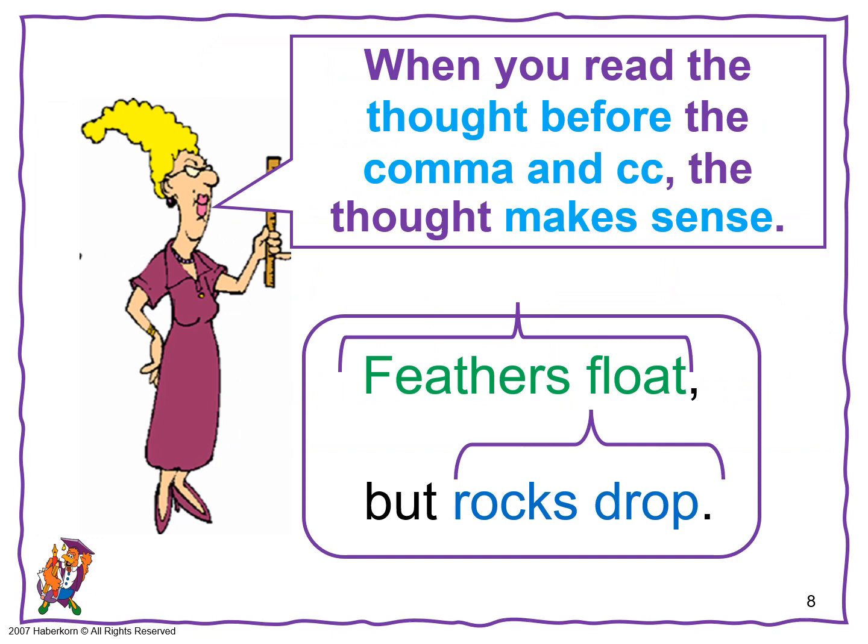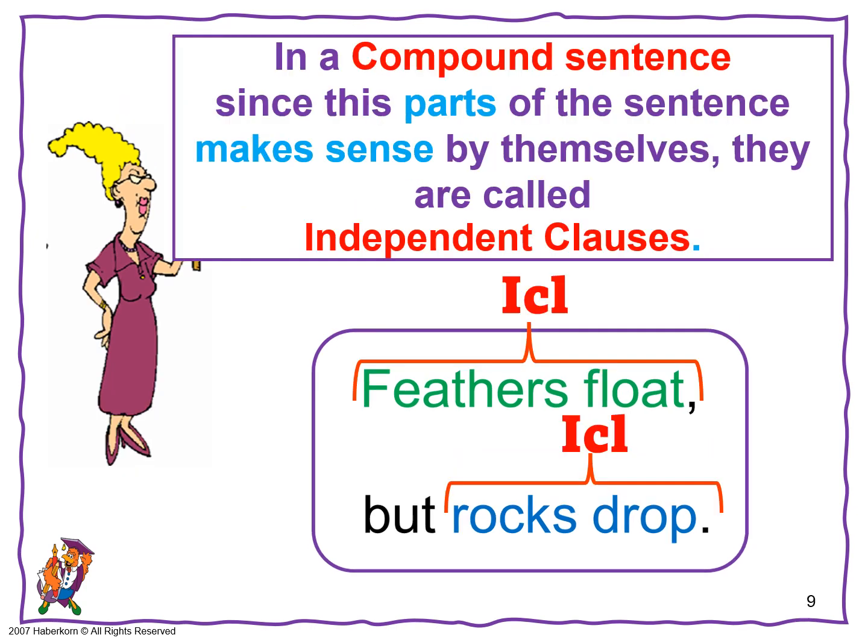This is how you identify clauses. When you read the thought before the comma and the CC, the thought makes sense by itself. Feathers float. Then the one behind the conjunction, rocks drop. Both of them make sense by themselves. Okay, now we're going to add the jargon. If it makes sense as a whole thought, it's called independent. In a compound sentence, since the parts of the sentence make sense by themselves, they're called independent clauses. Feathers float, independent clause. Rocks drop, independent clause.